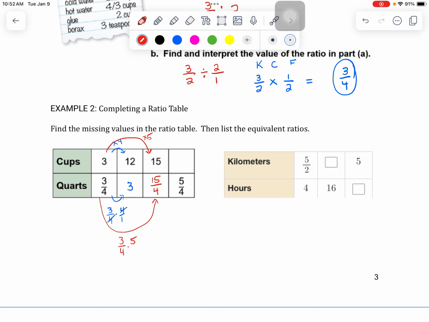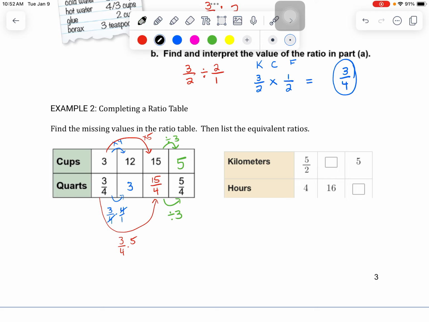Okay, then looking at this last one, going from 15/4 to 5/4, I can see here they divided by 3. So if I do the same thing up here to the numerator and divide by 3, 15 divided by 3 is 5. So now that I have the ratio table complete, it said to list the equivalent ratios.